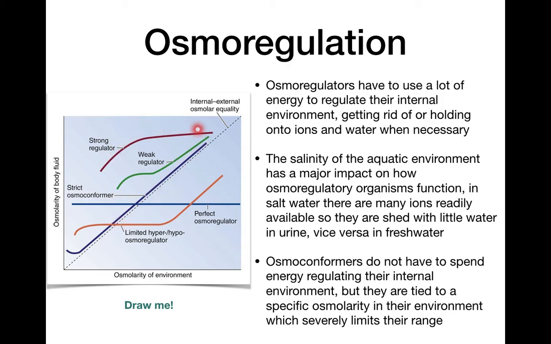We have stronger and weaker regulators. We have limited regulators, different kinds of examples as well. So draw this as well and compare it to the graph for the endotherm and ectotherm. Same kind of idea, we have the environment versus the body.